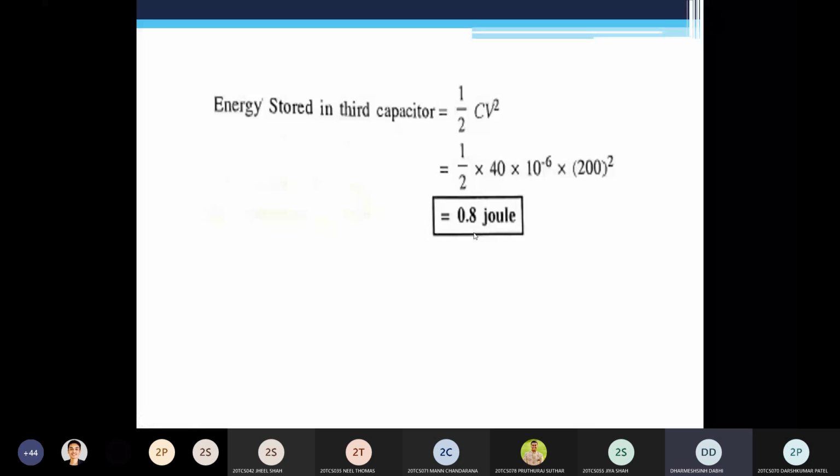Yes, is there any doubt? Anyone in this example? Yes, anyone?